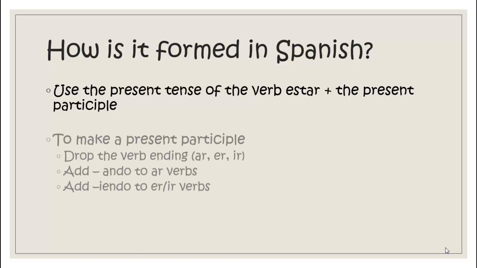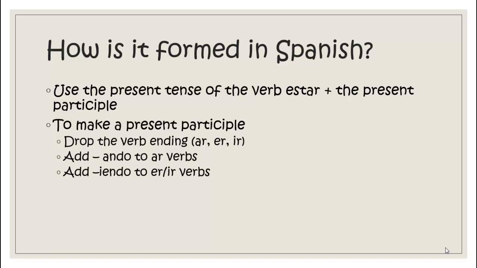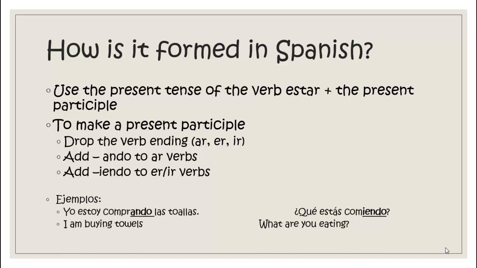And then we use the present participle. To form the present participle of a verb, you first drop the ending, so the AR, the ER, or the IR. To AR verbs, you're going to add ando, A-N-D-O, and to ER-IR verbs, you're going to add yendo. So for example, yo estoy comprando las toallas. I am buying towels. Or ¿qué estás comiendo? What are you eating?